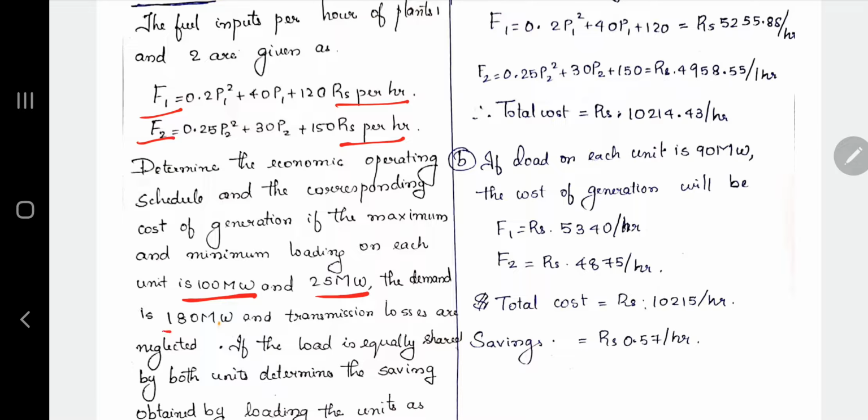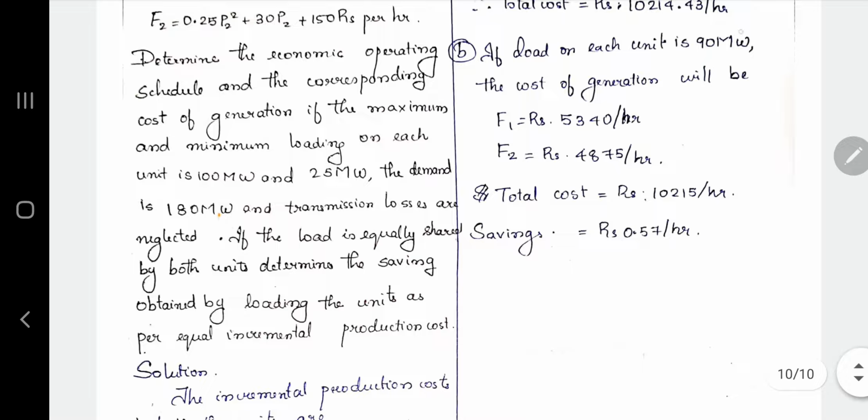The next thing is the load demand which has to be met, 180 megawatt. They are telling that we have to neglect the transmission losses, which means it is according to the first type, that is neglecting the transmission losses. The load dispatch problem has to be done. Then one more thing is mentioned here: if the load is equally shared by the two units, determine the savings obtained by loading the units as per equal incremental production cost. What is this line saying?